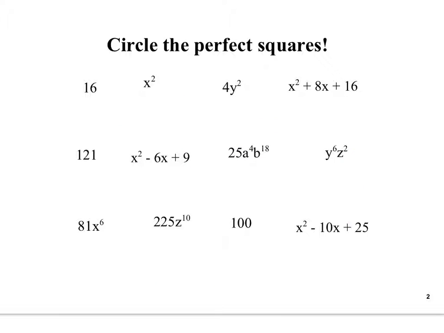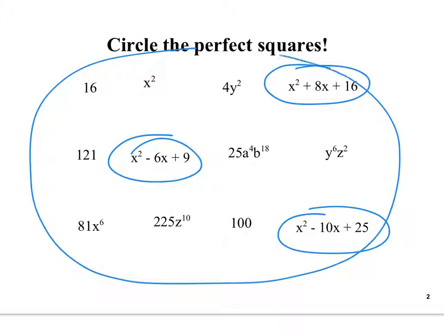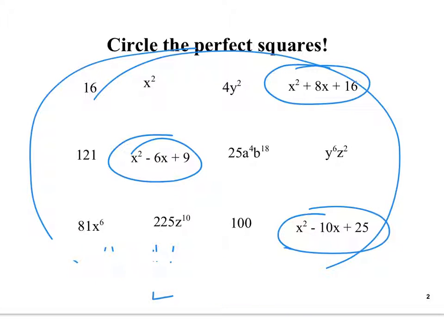So can you recognize which ones are perfect squares? Now we already know this one is, and this one is. Those are on the other page. What about the rest of them? Take a second and see if you can figure it out. Hopefully you decided that they are all perfect squares. Circle them all. Remember, even exponents are perfect squares. These are all even, so they're all perfect squares. All these numbers, you know your perfect squares.